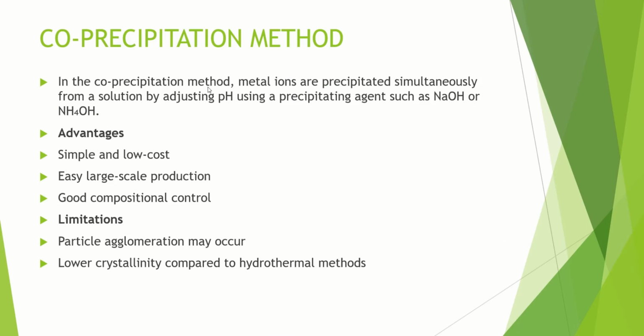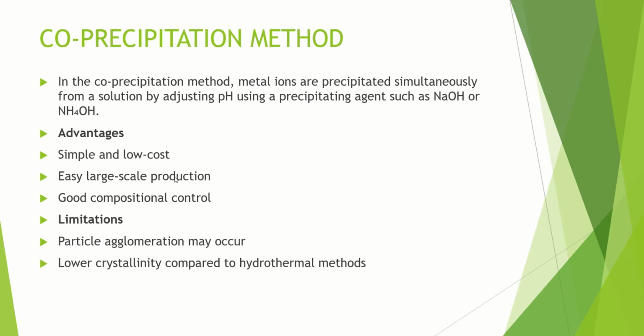Now, let's talk about the co-precipitation method. This one is super simple. The idea is you take a solution with multiple metal ions and then you add a precipitating agent like sodium hydroxide or ammonium hydroxide. This causes all the metal ions to come out of the solution at the same time as solid particles. Why do people love it?